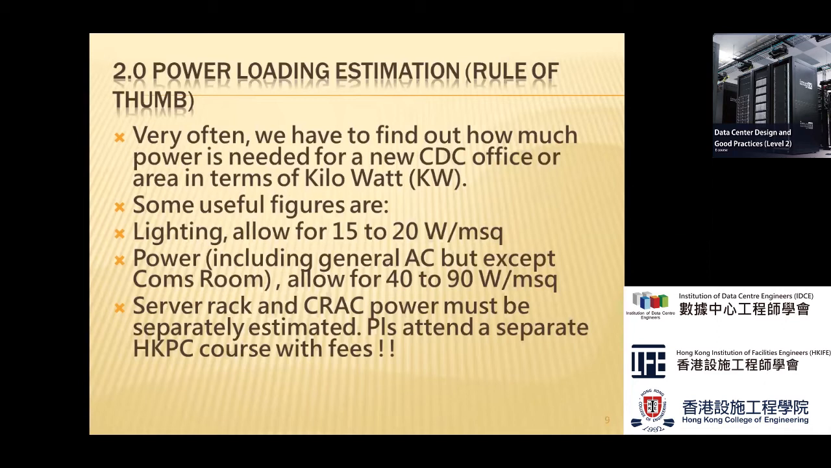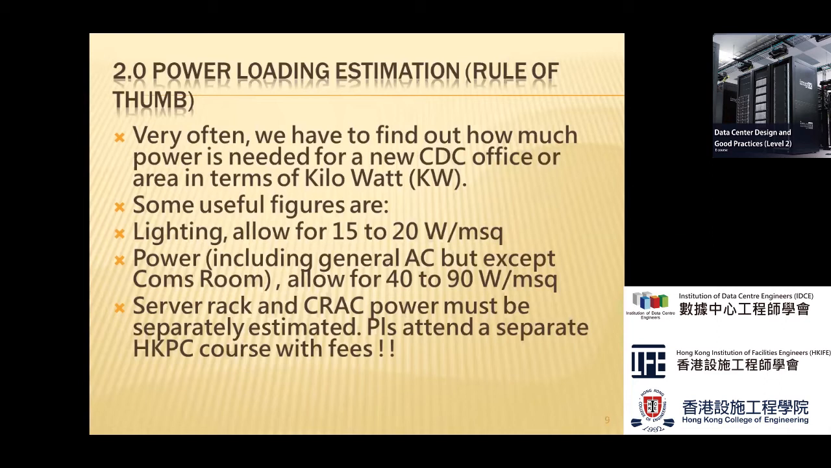And also the power, normally including the air conditioning, but except the computer room, the comms room. Remember, the comms room means the computer room or server room. Then for the power, like for your computers and all these things, and maybe including the air conditioning unit, you can allow 40 watts to 90 watts per meter square. But of course, it depends on which country you're working in and what the government standard there is. But 40 to 90 watts per meter square is quite a general figure that we can assume.